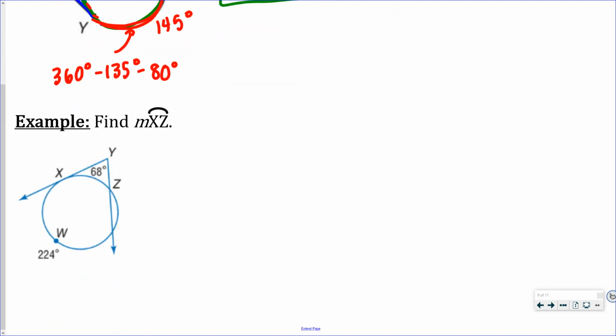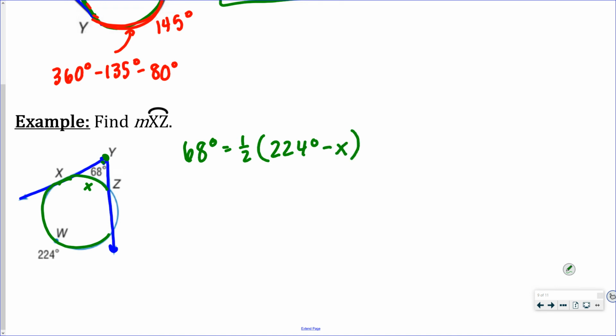Next one. Find the measure of arc XY. First, I have a secant line and a tangent, and I can see they're intersecting outside the circle. So 68 degrees, this picture's kind of confusing. 68 degrees is going with the angle measure because we're asked to find the measure of arc XZ. So I'm just going to call that X. Big arc is 224. So 68 degrees is 1/2 big arc minus little arc. And that's what I'm trying to find.